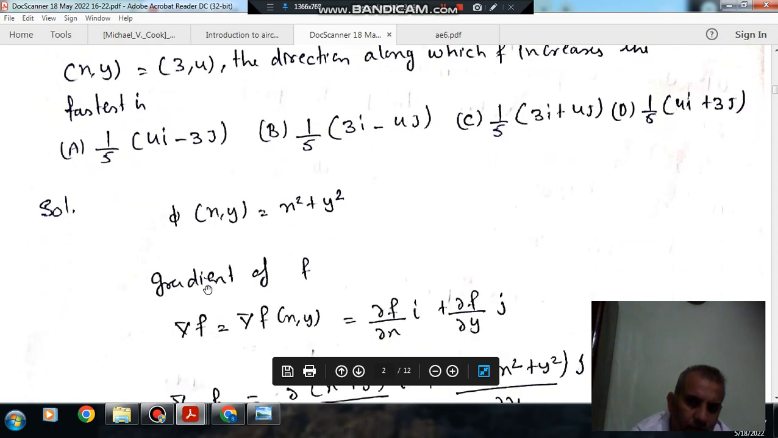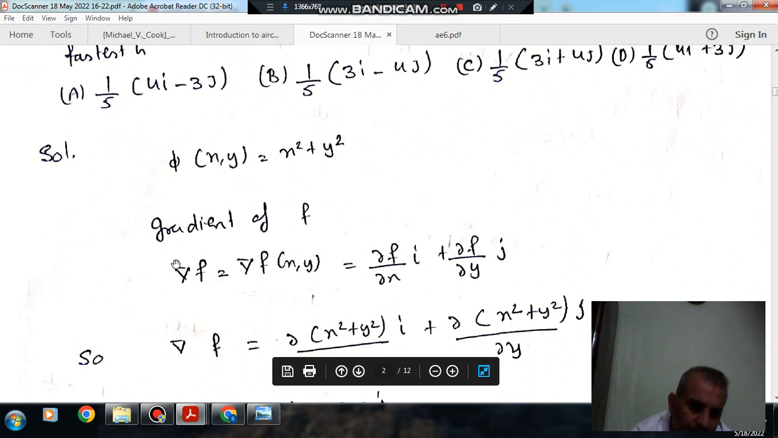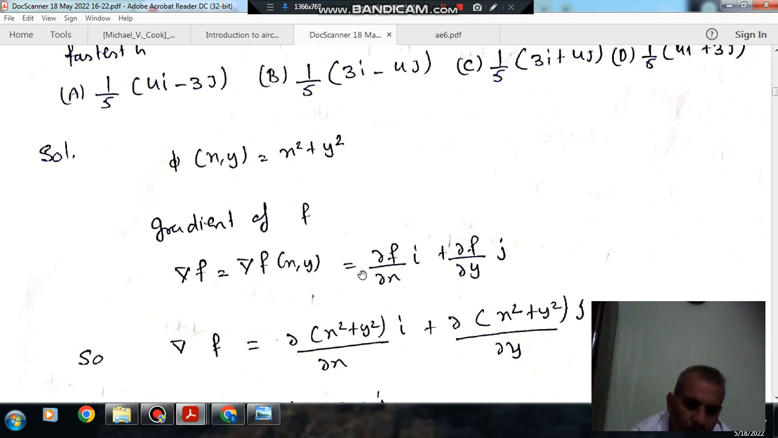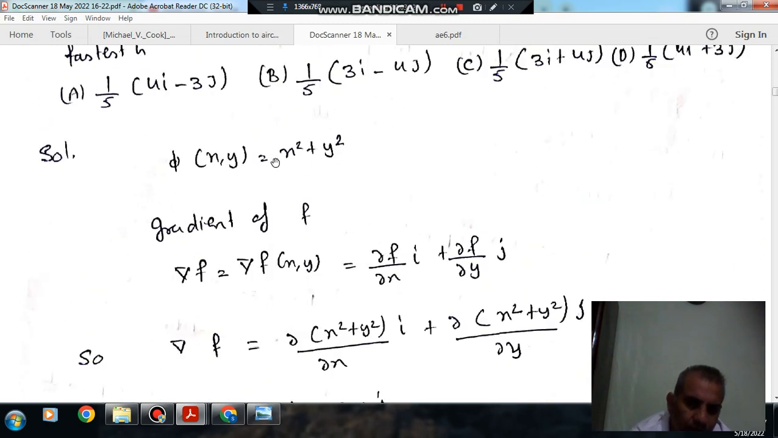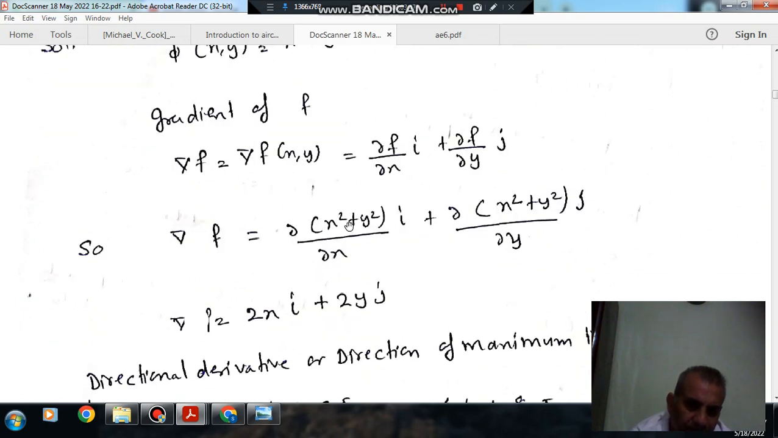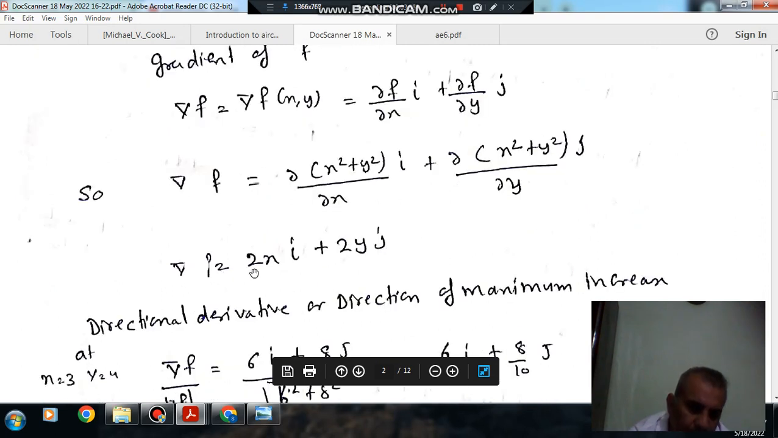Okay. So the gradient of f, that is ∇f, is equal to ∂f/∂x i + ∂f/∂y j. If we take f as x² + y², it will be the partial differentiation of f with respect to x, which is 2x, and with respect to y, that is 2y. So ∇f is equal to 2x i + 2y j.